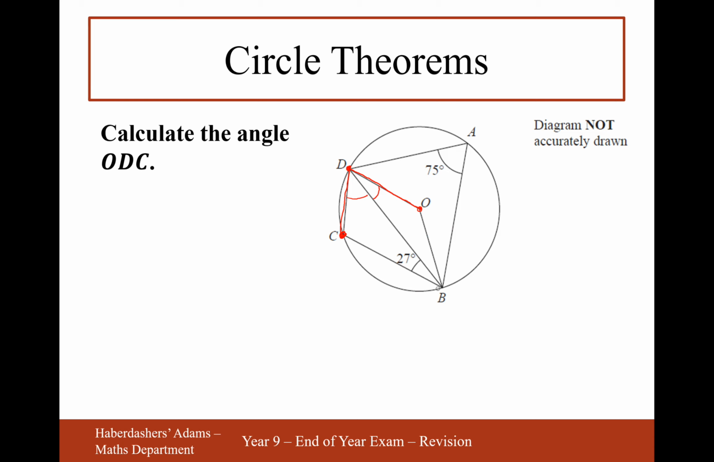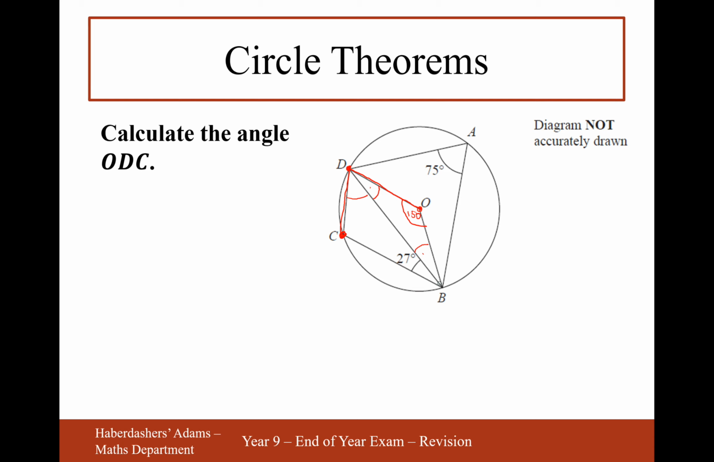I can use the arrowhead theorem on ABOD to work out that this angle here is 150 degrees. Then I can spot ODB is an isosceles triangle because it's got a point at the centre and these two lines go to the circumference. So therefore these two angles, one here and one here, must be equal to each other.